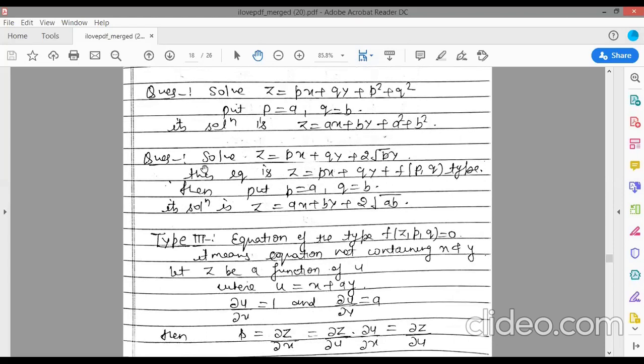There is another example here. Solve z is equal to px plus qy plus square root of pq. This equation is also in the form of z is equal to px plus qy plus f of p,q, right? So the solution will be, you can put p is equal to a and q is equal to b here, right? So its solution is z is equal to ax plus by plus 2 root ab.